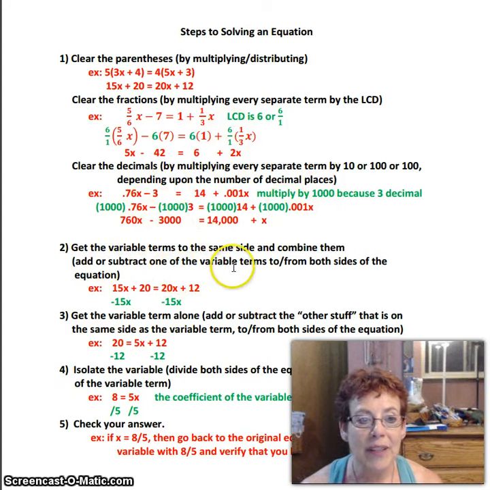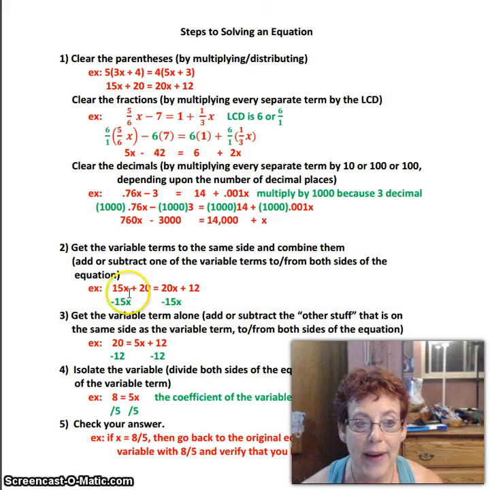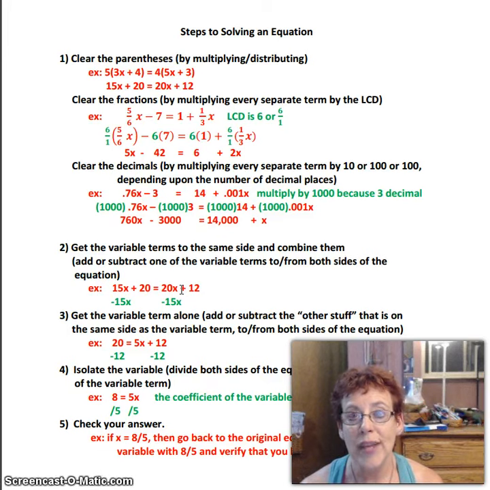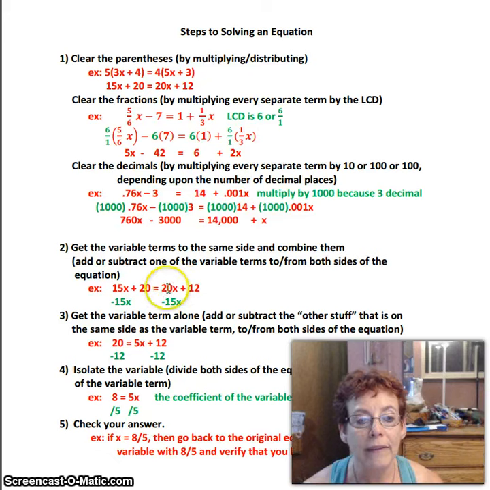Then the next step, and a lot of people don't do this necessarily. So the first thing you want to do is, if there happen to be variable terms on both sides, you want to get the variable terms to the same side of the equation. The way we do that is we pick one of them, doesn't matter which one, and we want to do the opposite to get it to the other side. So here we chose to get rid of the 15x, leave the 20x there. How do I get rid of 15x? I subtract 15x from both sides, and that gives us a number here and only one variable term.